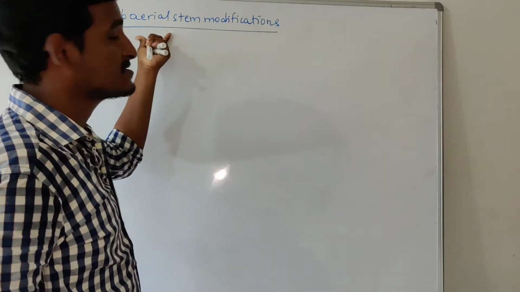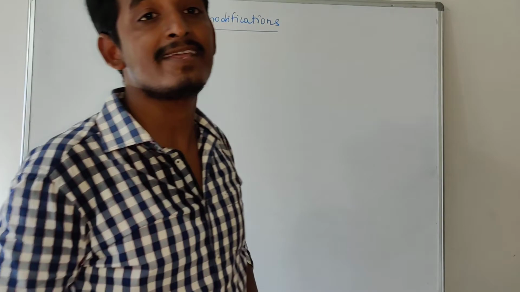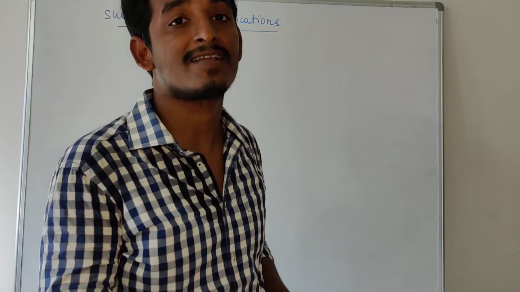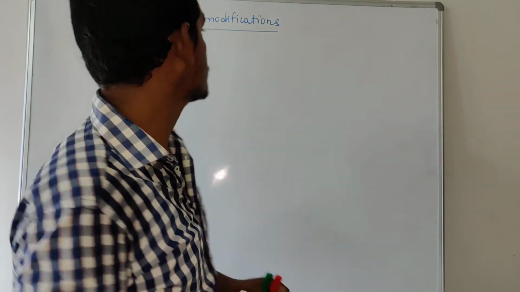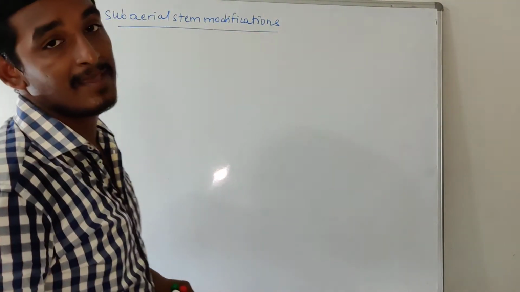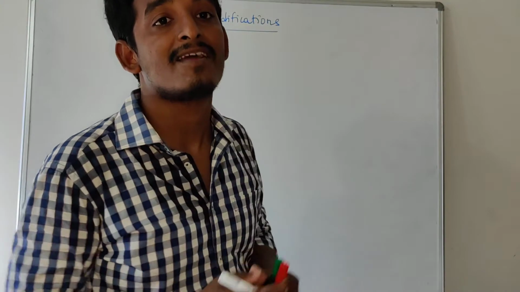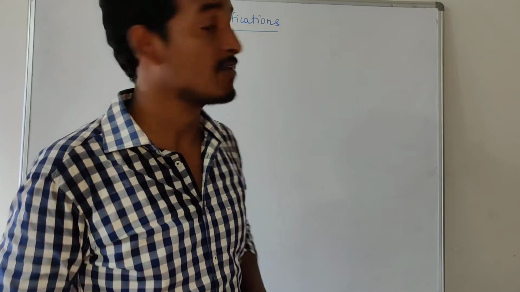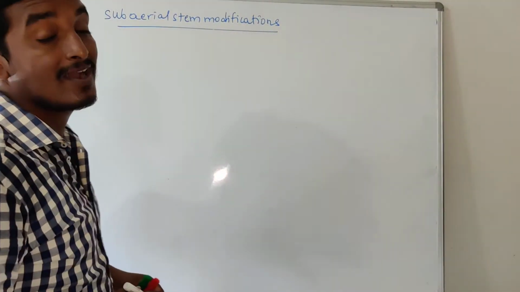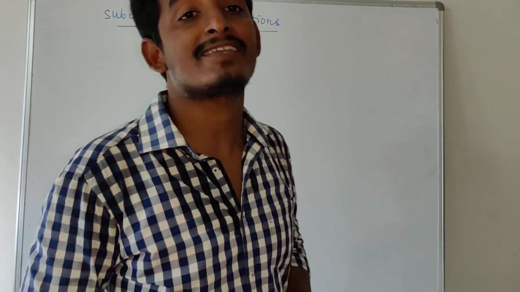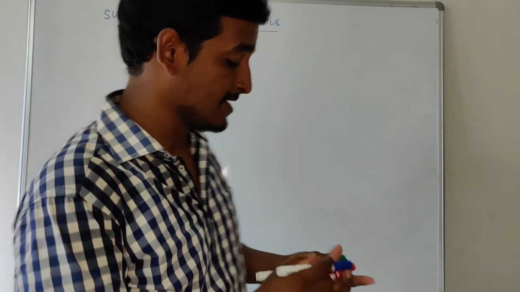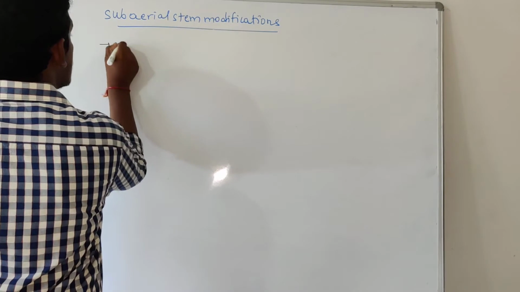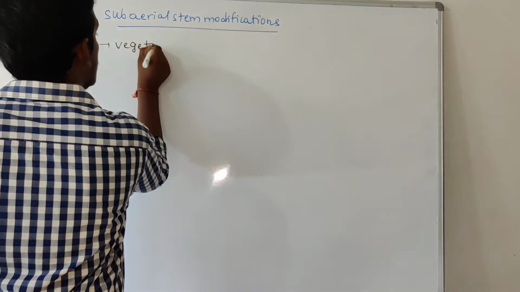Subaerial stems are stems in which some portion is present inside the soil and the remaining portion is present outside the soil. Those types of stems are called subaerial stems. Generally these are weak stems that creep on the soil. The main function of the subaerial stems is that they help in vegetative propagation.